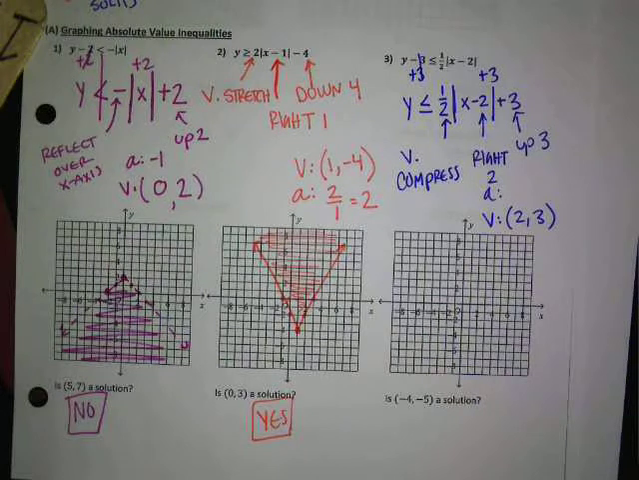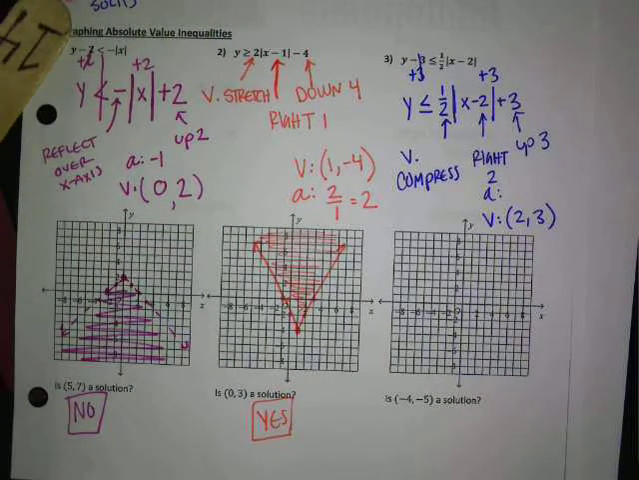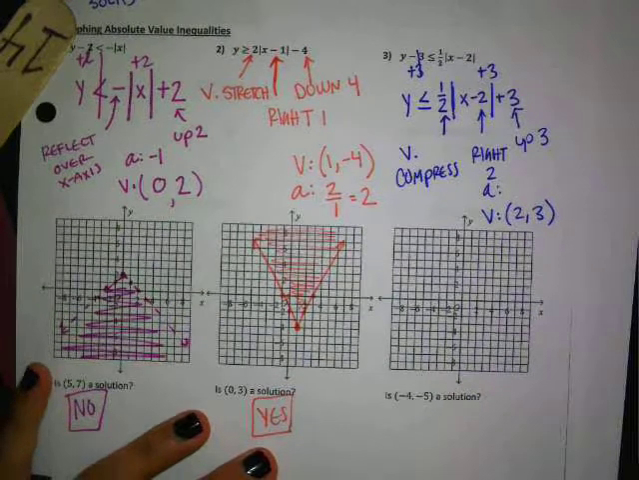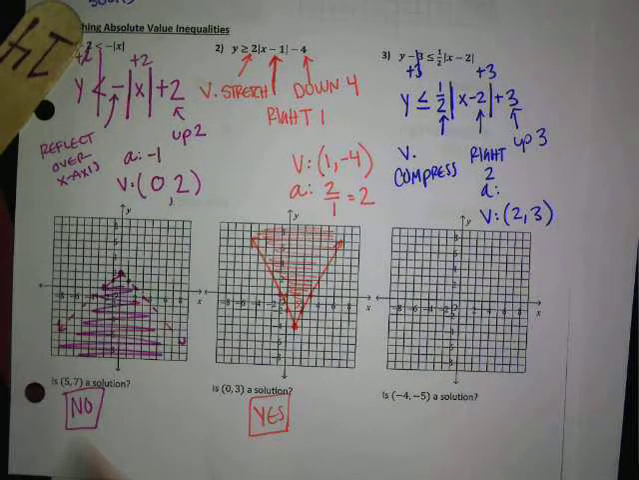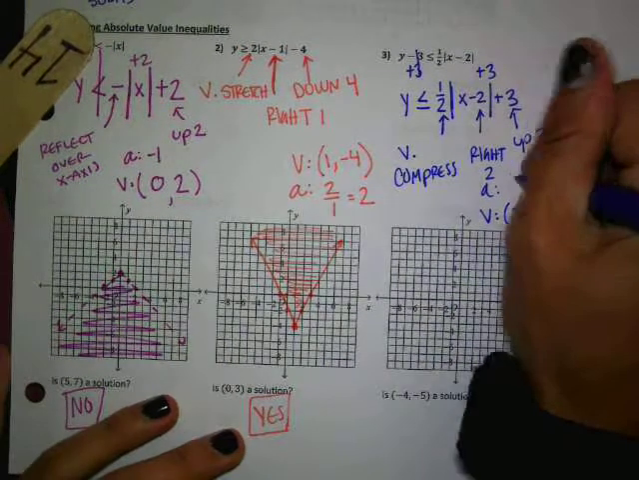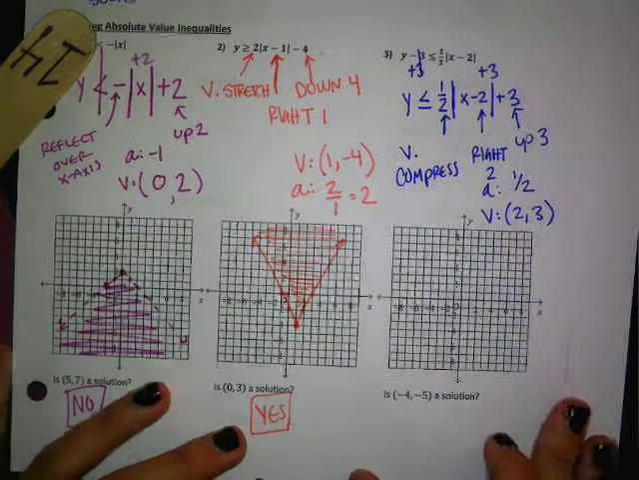2, 3, and then I want to know what number I'm gonna use. Kind of like slope. My A value. Oh, 1/2. All right, good. So I have everything I need.